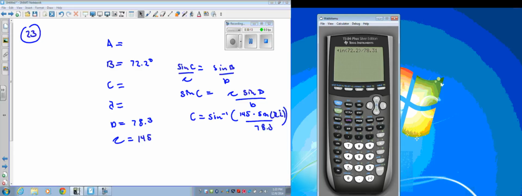If I do 145 times the sine of 72.2 divided by 78.3, it's greater than 1. No such triangle in that scenario.